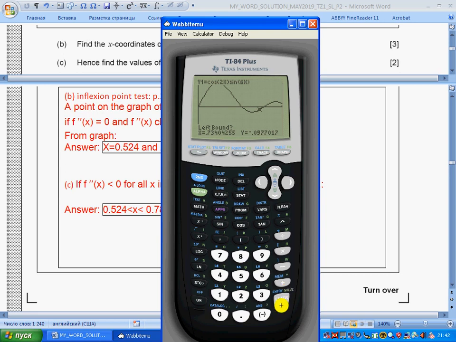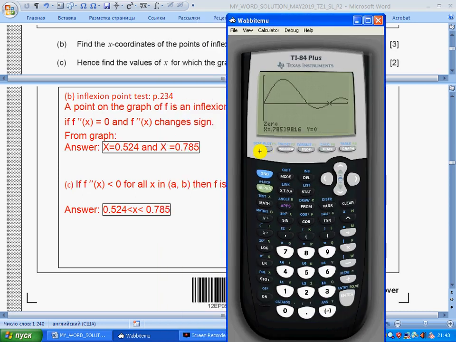Press enter. So we marked left boundary. Now we go to the right. We marked right boundary. Yes, and second 0.0785. Right, so we have these 2 zeros, and this is the point of inflection. Both are points of inflection. Why? Because at each point second derivative changes sign.